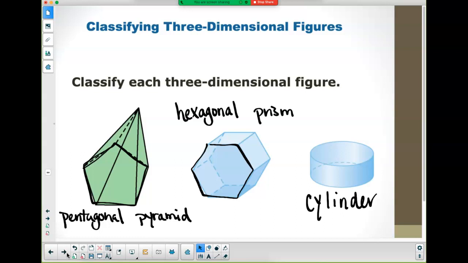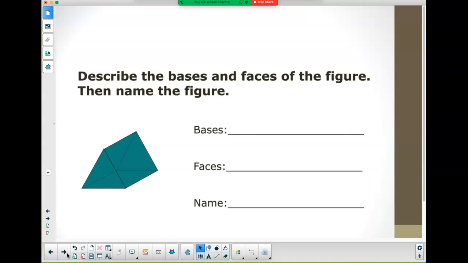Okay, questions there? Okay. So let's look at this one. What shape would this be? Okay, it says describe the bases and faces of the figure and then name it. Let's name it first. How would we name this shape? To me, it looks just like this. Looks exactly like this one. Okay, how would I name this? What do I call this?